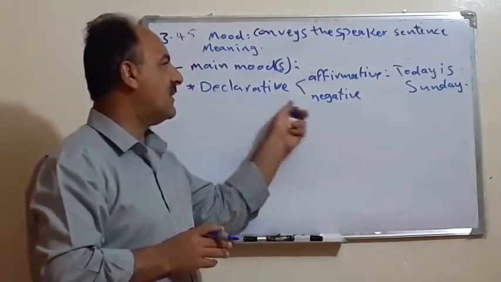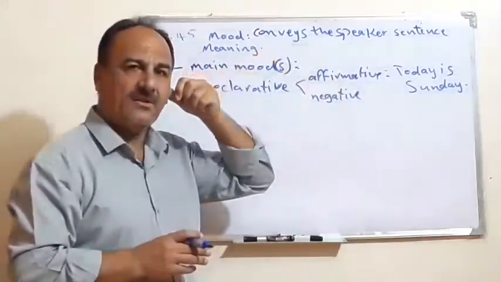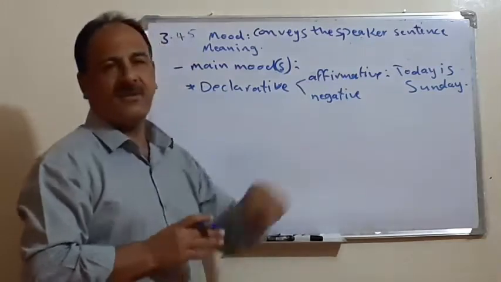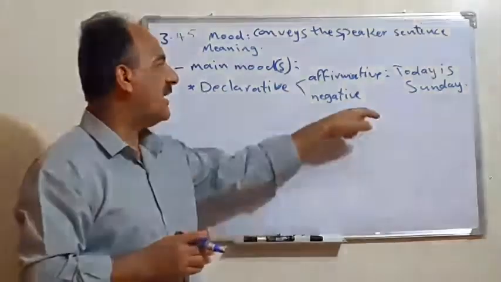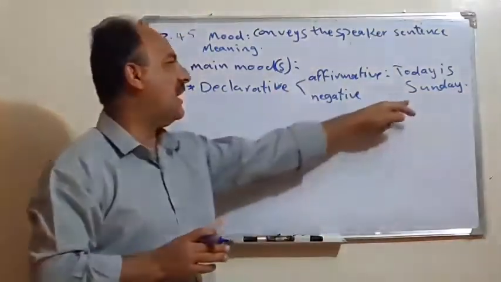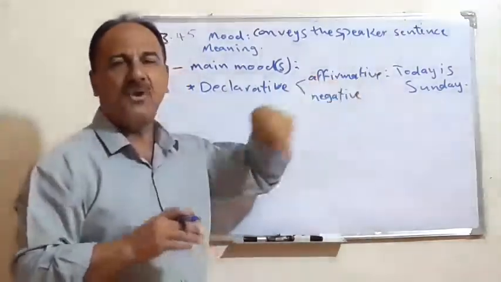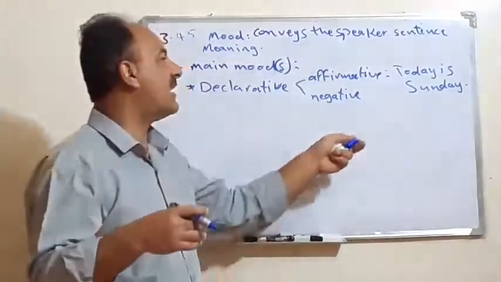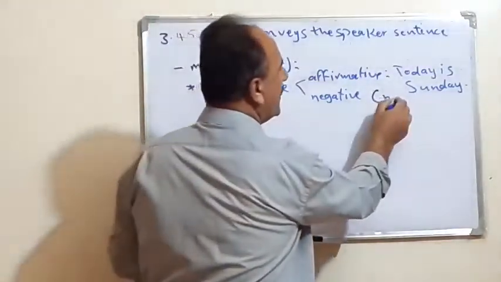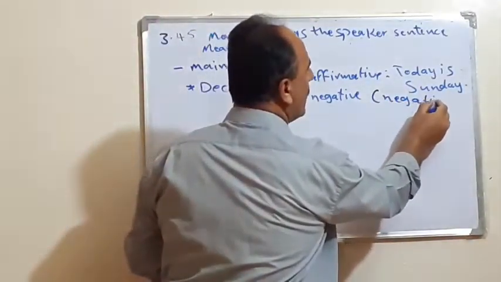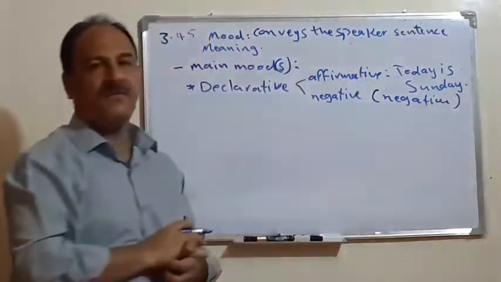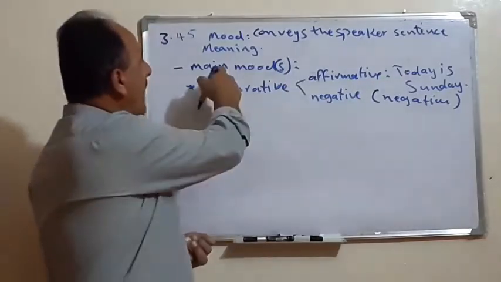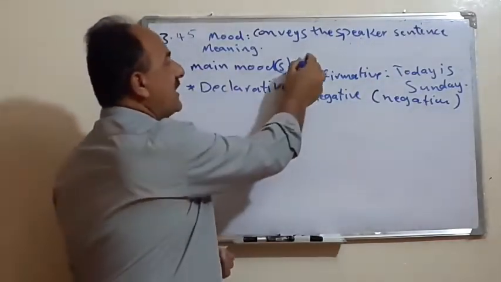declarative or statement. And the opposite, if we add not to this one: Today is Sunday is affirmative. Today is not Sunday, and this is what we call negative. I'm not here. You are not John. She is not happy, etc. So adding negation to the sentence, we change it from affirmative to negative. This is the first type of the mood. By the way, for the main moods we have three categories.